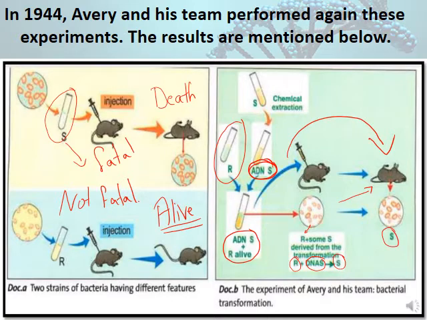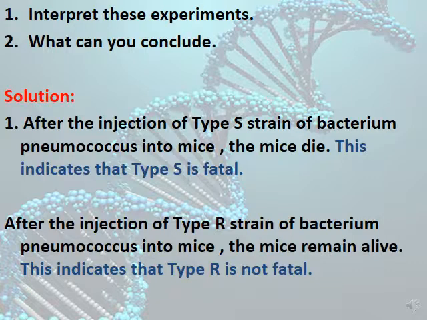So how can you explain this? This means that the DNA of the S transformed the R into the virulent S. So the DNA of the S changed the R strain into the S strain, which causes the death. Interpret this experiment. What can you conclude? So here we can conclude that the DNA is the carrier of genetic information and not the proteins.